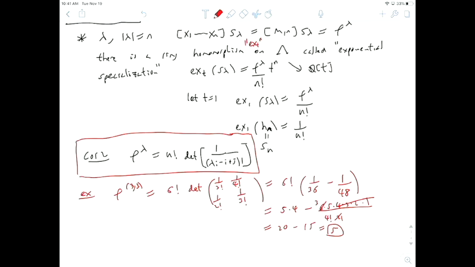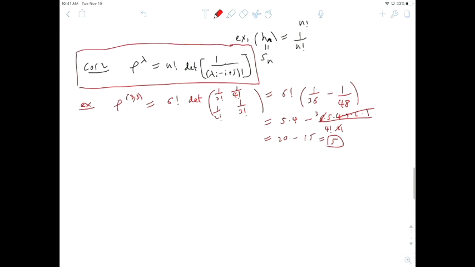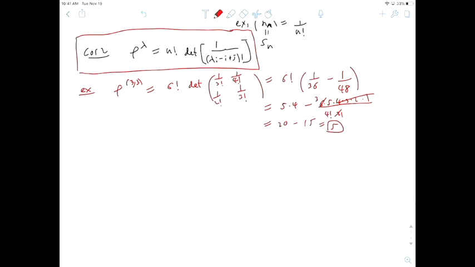So good. Jacobi-Trudi is a really, really remarkable identity. Before I go to the proof, I want to tell you about the bi-alternant formula, and then I'll go into the proof of Jacobi-Trudi. So now let me talk about the original definition of a Schur function.